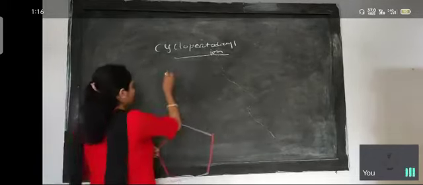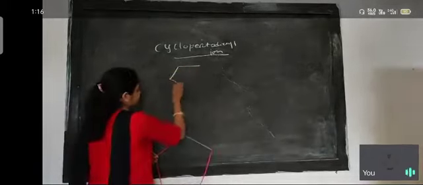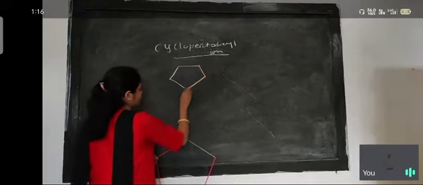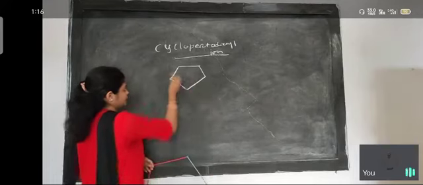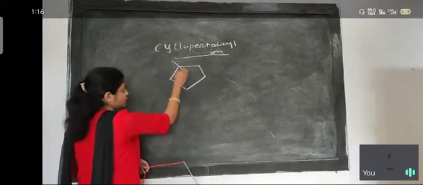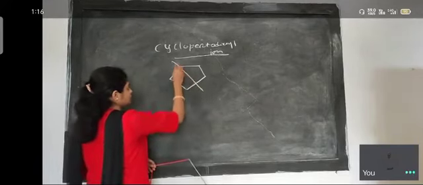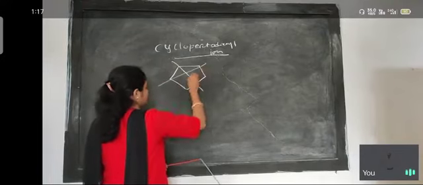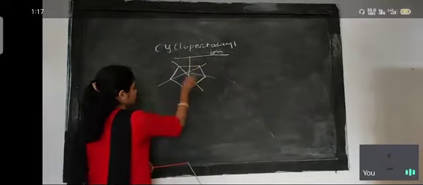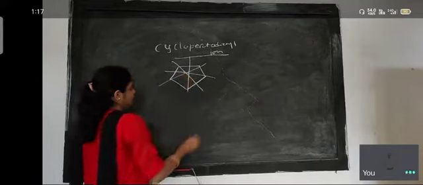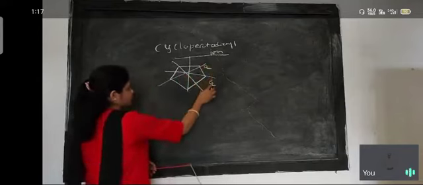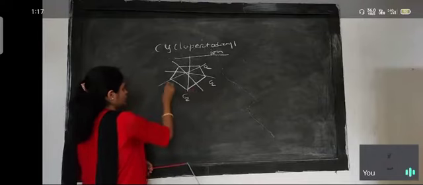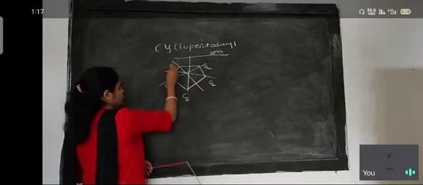Every molecule possesses its identity, so the identity operation is present. This is the structure of the cyclopentadienyl ion. When you pass the axis through this carbon, this is one, second, third, fourth and here fifth. That means this is C2: first C2, second C2, third C2, fourth C2 and fifth C2.